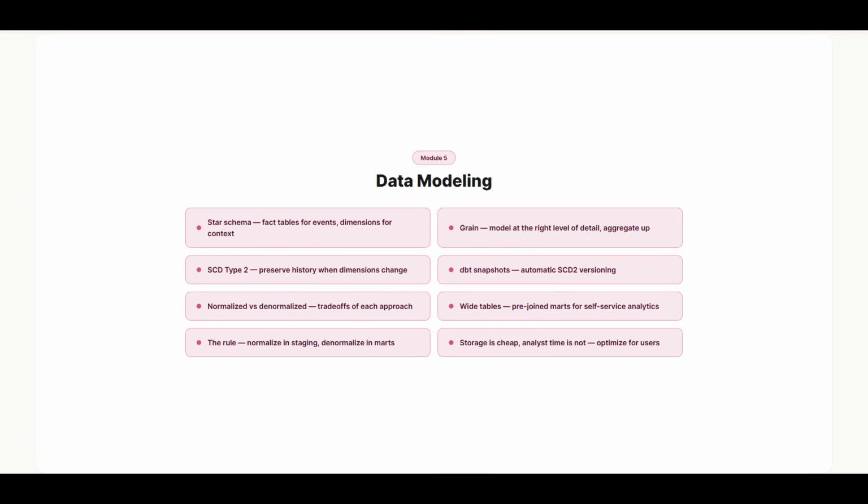Module 5, data modeling: star schemas, fact tables for events, dimensions for context, SCD type 2 for preserving history, the normalize in staging, denormalize in marts pattern, grain decisions, and why modeling at the right level of detail matters.